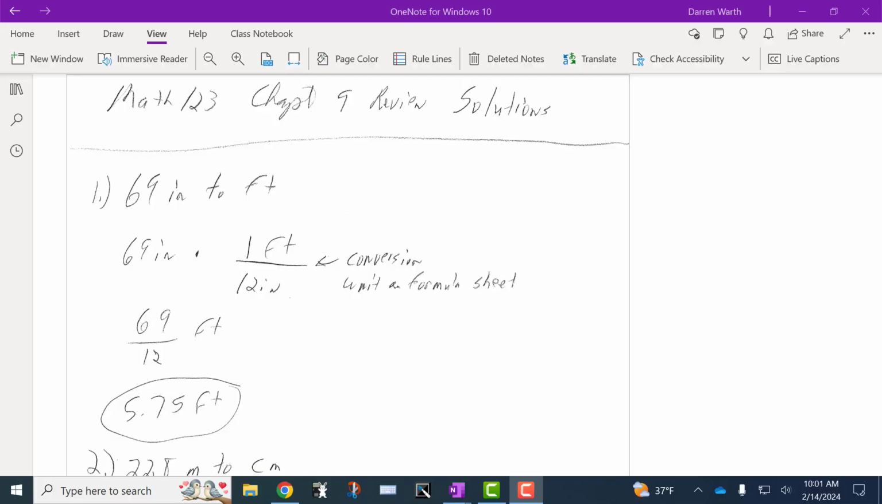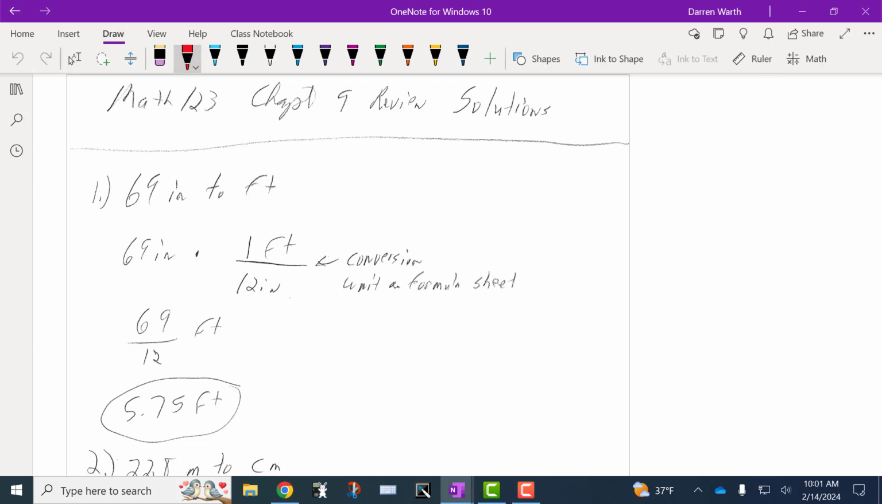Okay, problem number 1 on your Chapter 9 review says to go ahead and use dimensional analysis to convert the quantity to the indicated unit. So as I look at this first problem right here, I'm going to go ahead and convert 69 inches to feet. So remember to do this, you can go ahead and do your dimensional analysis.